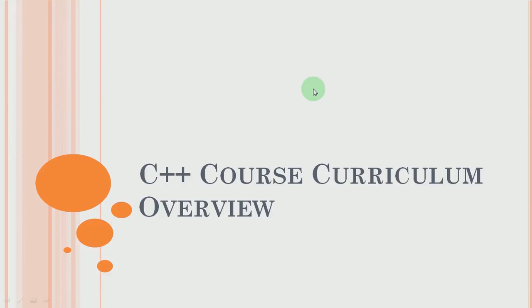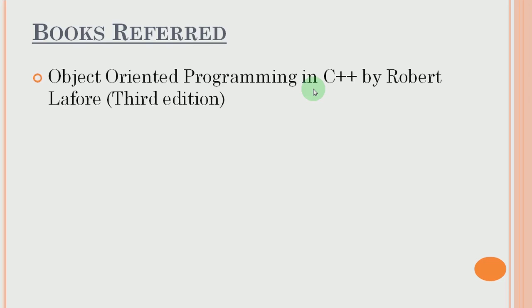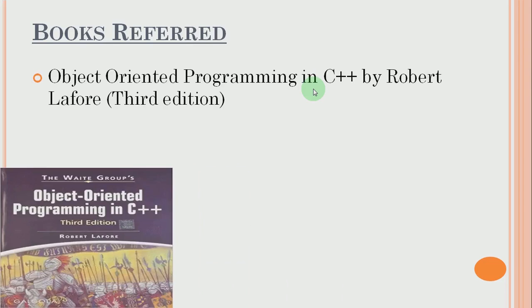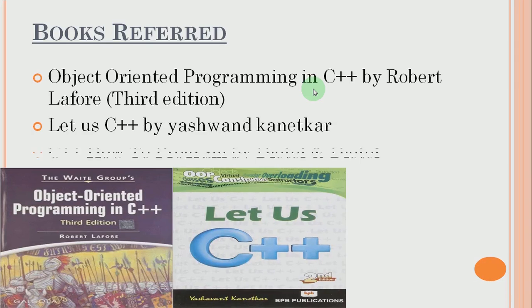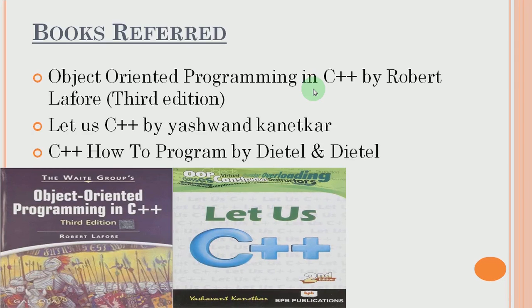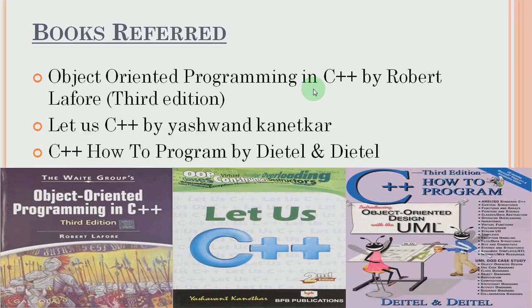Hi everyone, so today we just look at the overview of the C++ course curriculum. The books that I'm going to refer to are Object-Oriented Programming in C++ by Robert Lafore, 3rd edition, and you can look at its picture. Next we have Let Us C++ by Yashavant Kanetkar, and the third one is C++ How to Program by Deitel and Deitel.